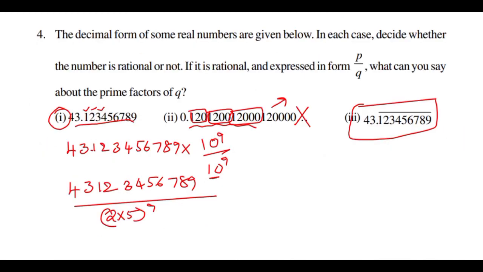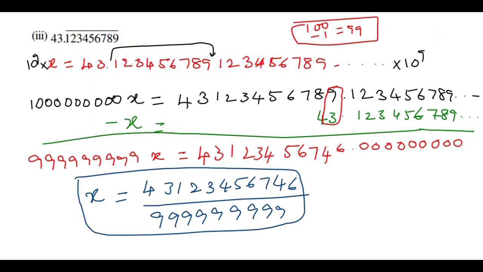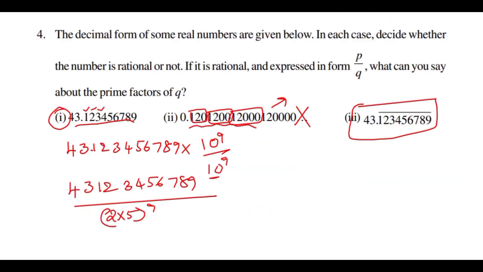They asked here if it is rational, express it in the form of p by q. Yes, we have expressed p by q already. What can you say about the prime factors of q? The prime factors of q are not in the form of 2 power n into 5 power m. So these are non-terminating repeating decimals. In the previous problem we had already written 2 power n into 5 power m form, so that it is a terminating decimal.